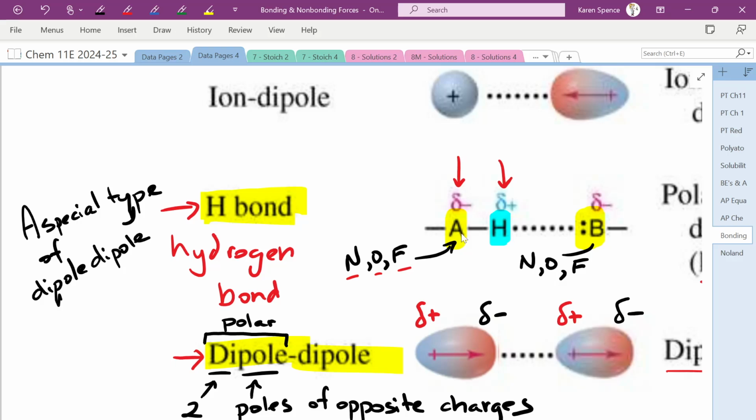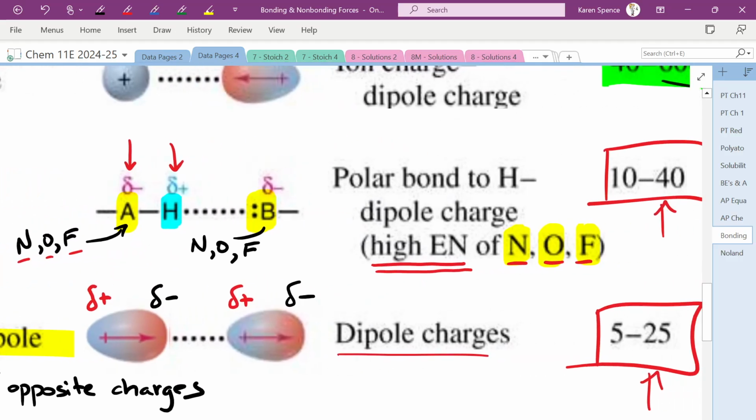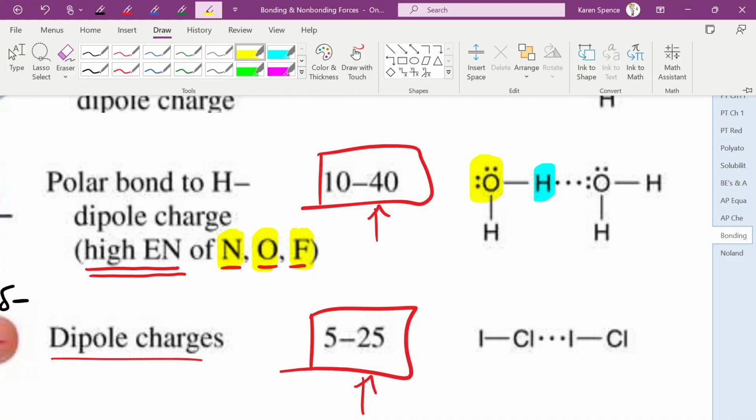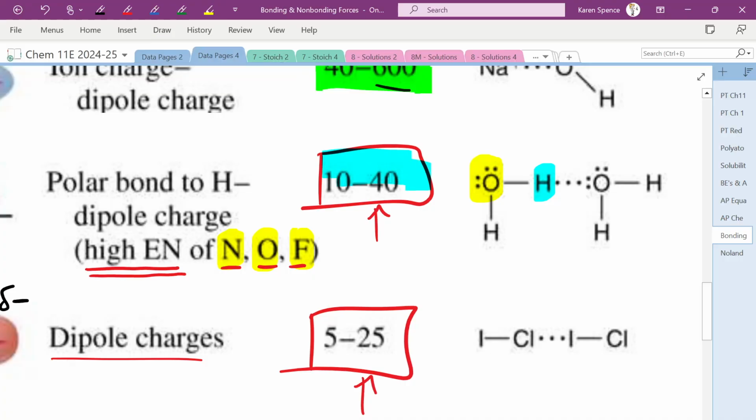And that is why, when we compare hydrogen bonding, the kilojoules per mole here are larger than just any old other dipole-dipole interaction. Is that good? Okay.